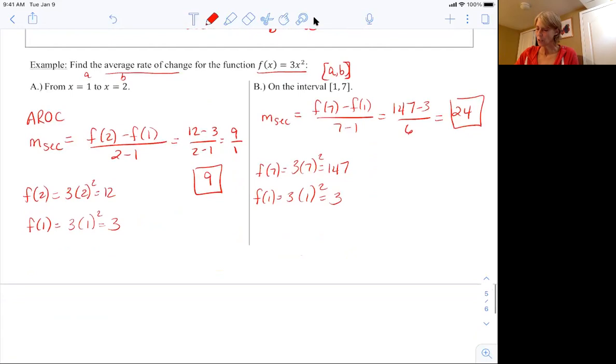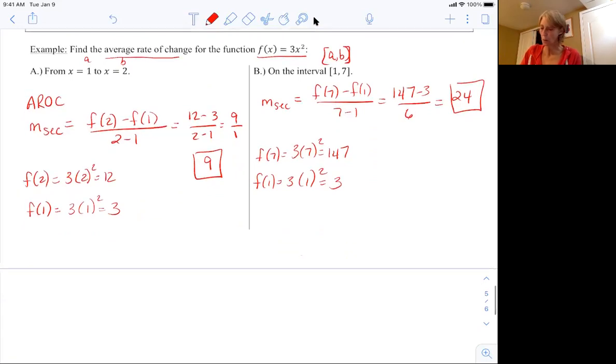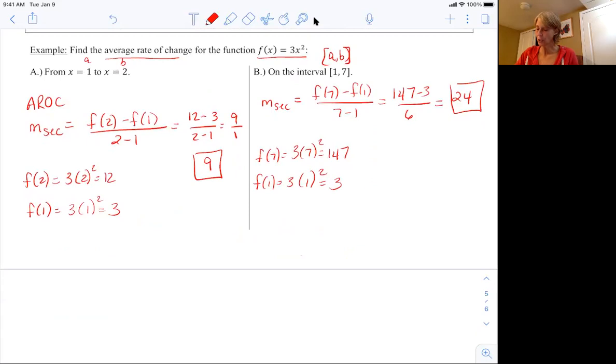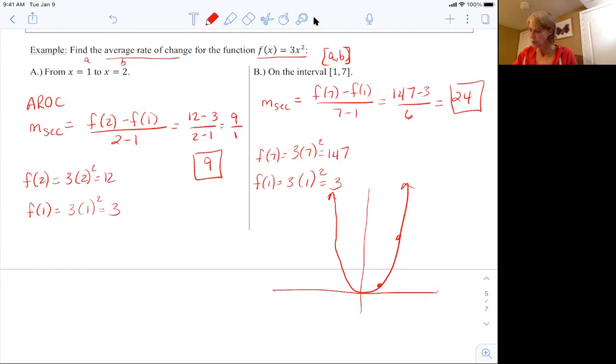Okay. And basically, just before we end, let's talk about what we just found. If we look at the function 3x squared, it's just going to be a steeper parabola. From 1 to 2, we found the slope of that line. And then we did from 1 to 7. And again, not a great picture, but if you notice, that slope is going to be much steeper. So we just found the slopes of the two lines that connect the two points on the graph.